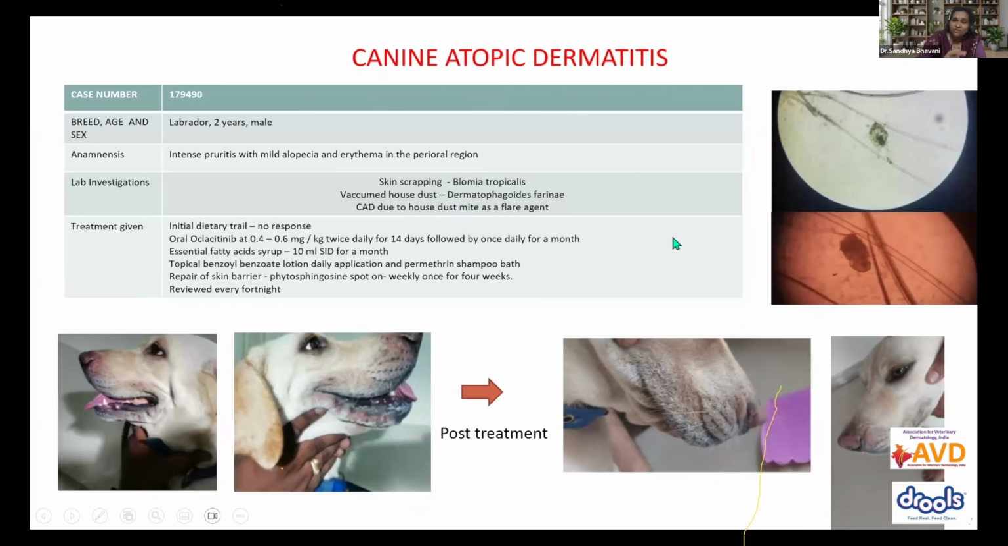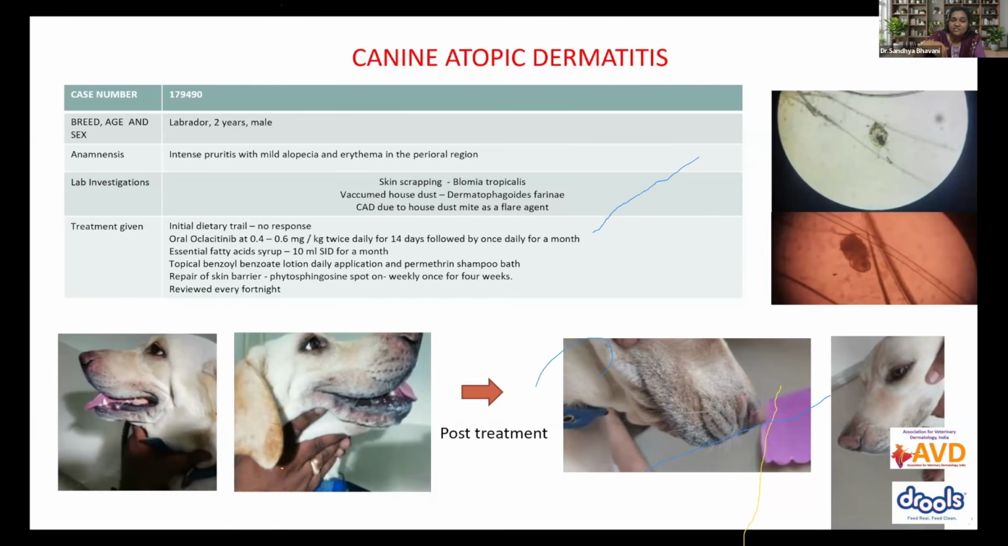So we know that atopy is a genetic disorder. So house dust mite can act as a flare agent. Whenever the animal is exposed to house dust mite, it can trigger the immune system, and the already present atopy lesions will be aggravated. So whenever it is coming in contact with the house dust mite, it is going to have aggravation of the lesions.